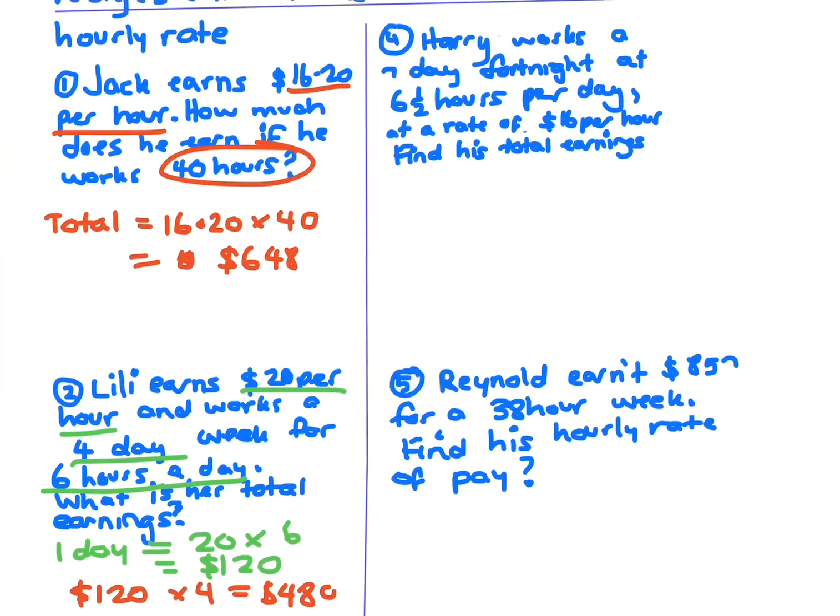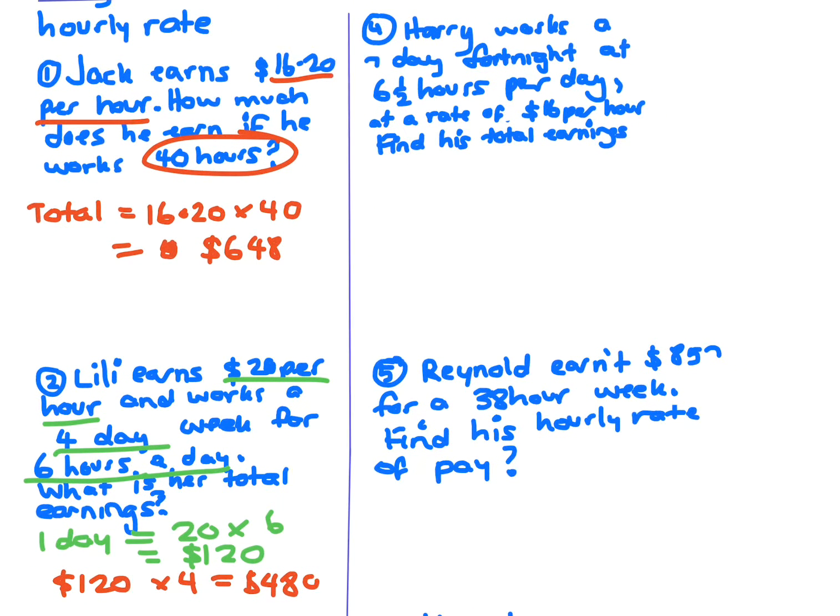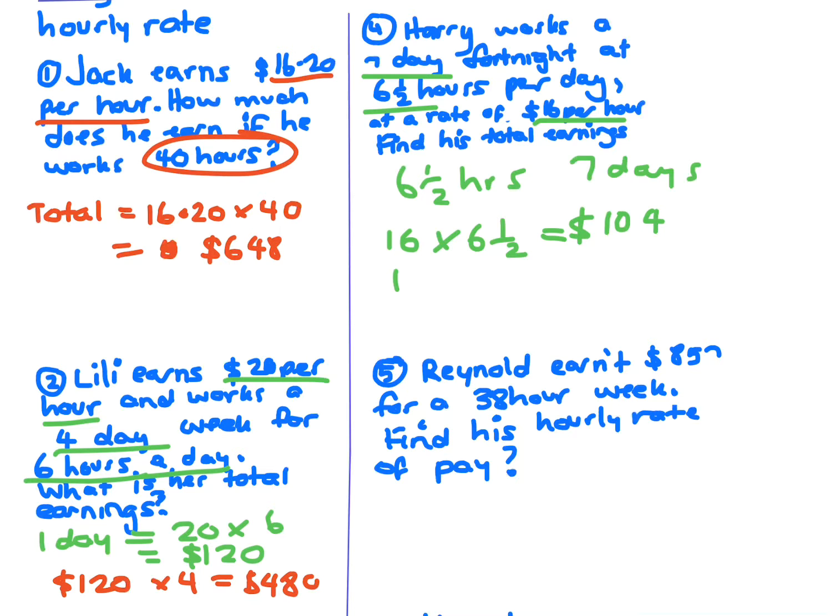Okay, now Harry works a 7-day fortnight at 6.5 hours. So he's working 6.5 hours, 7 days at $16 per hour. So it's going to be $16 per hour times the hours. So 16 times 6.5, which is $104. And then you're going to do that for 7 days. So times the 7, and you get $728.